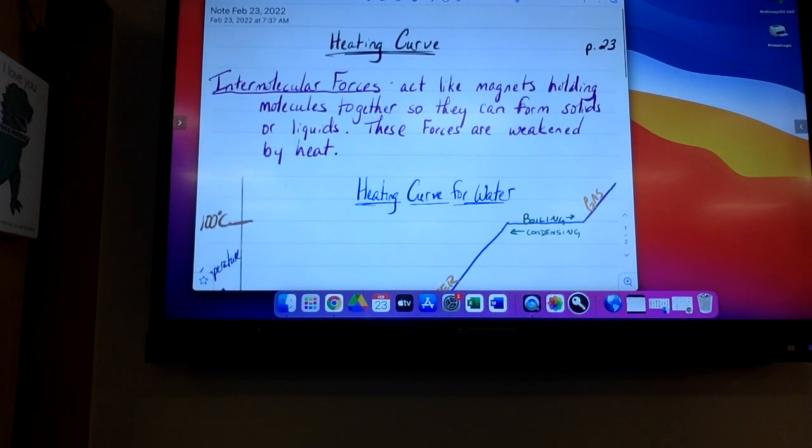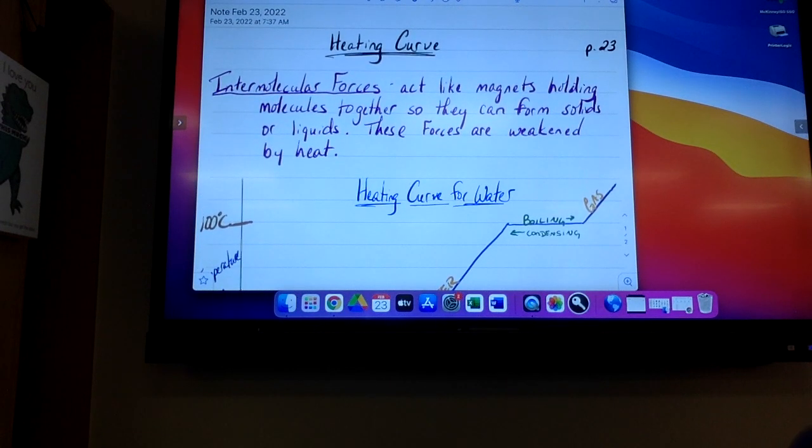So we just talked about the intermolecular forces. Those forces, you could think of them like magnets attached to every molecule. Some magnets are super strong, some magnets are super weak. But no matter how strong or how weak, if you add heat, it weakens them further.